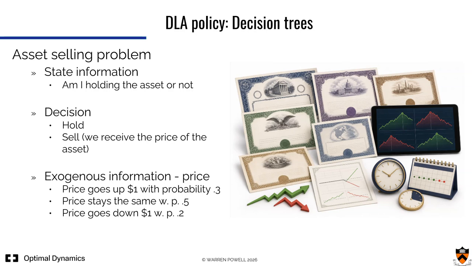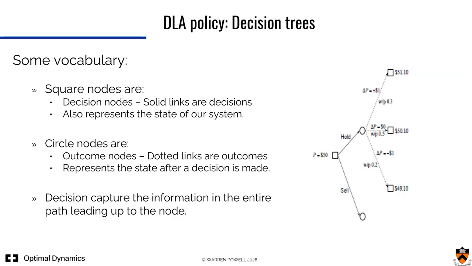So let's illustrate. I'm going to take a simple asset selling problem. The state of my system is whether I'm holding the asset or not, and I just have to figure out when to sell. Often, people in finance are using this to figure out the value of the asset. The decision is either to hold or sell, and the exogenous information is the price. And we're going to pretend that the price either stays the same with a 50% probability, goes up $1 with probability 0.3, or down $1 with probability 0.2.